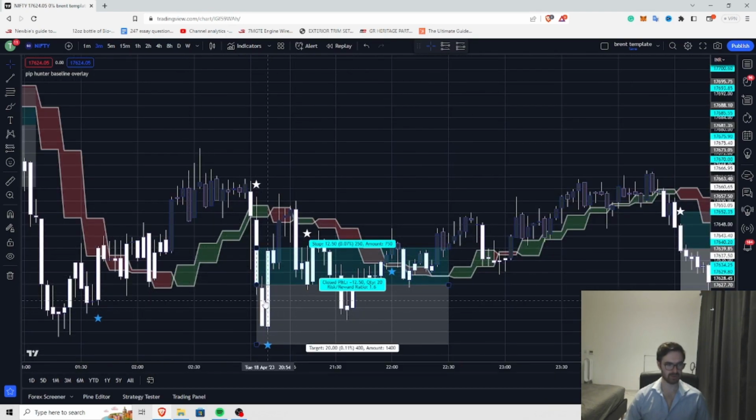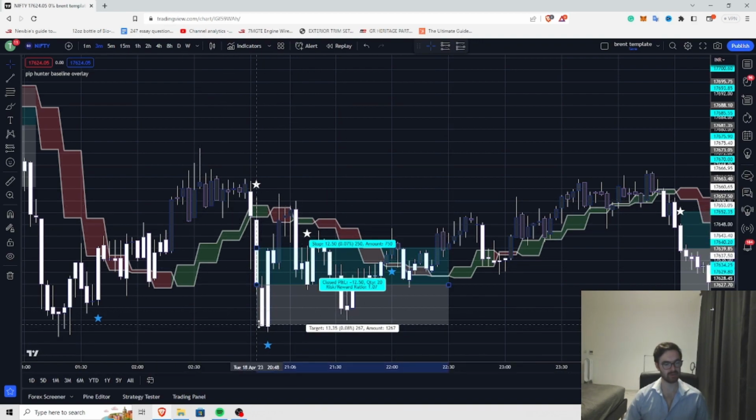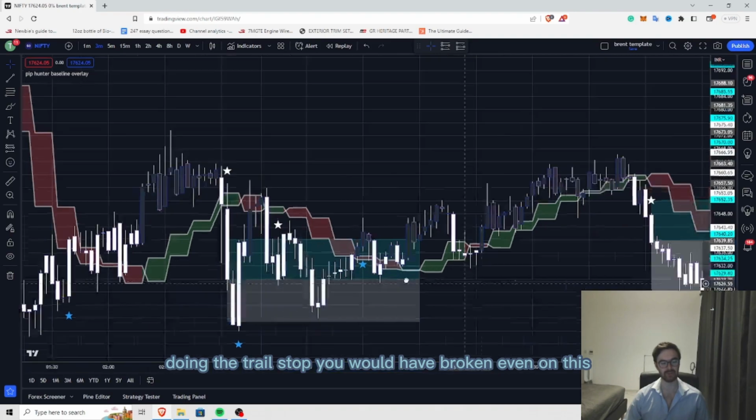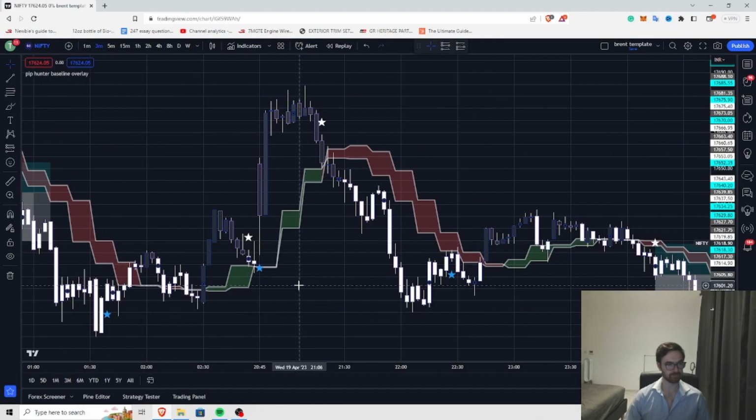This one was unfortunate. It did get most of the way to our take profit and then immediately went back up. If you were trading 1-1, however, doing the trail stop, you would have broken even on this. Again, the next trade was then a win. This one should have been entered.